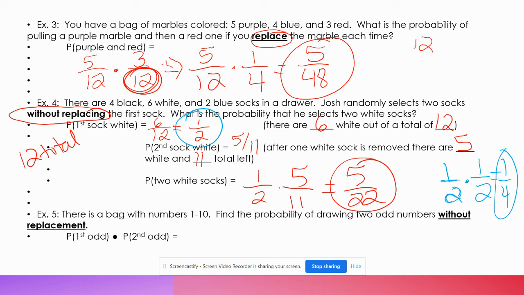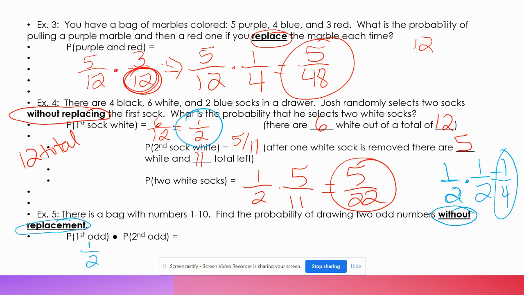Okay. For example 5, we're again talking about without replacement. This is going to be a dependent event. It's going to change after we do our first part of the experiment. Our probability would change for the second part. So we have a bag with numbers 1 through 10. The probability that the first number that we pull out is odd. Well, there would be 5 odd numbers out of the 10, which is half.